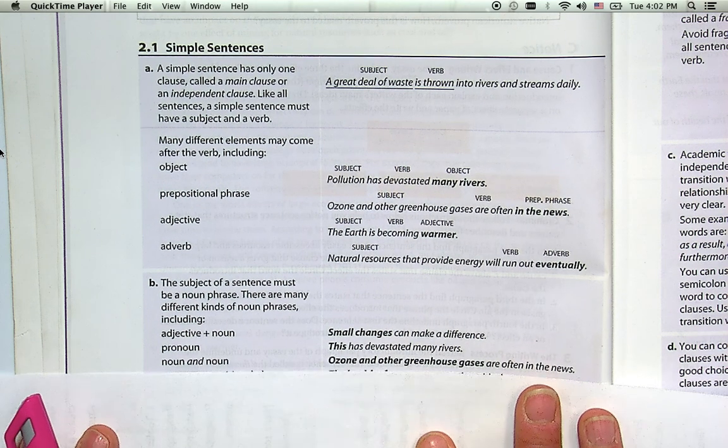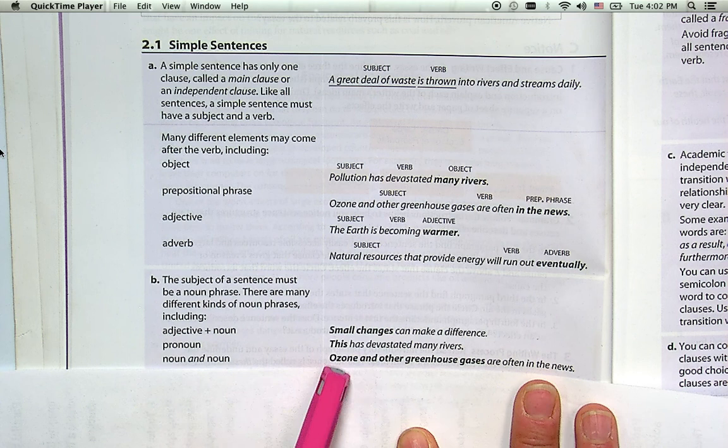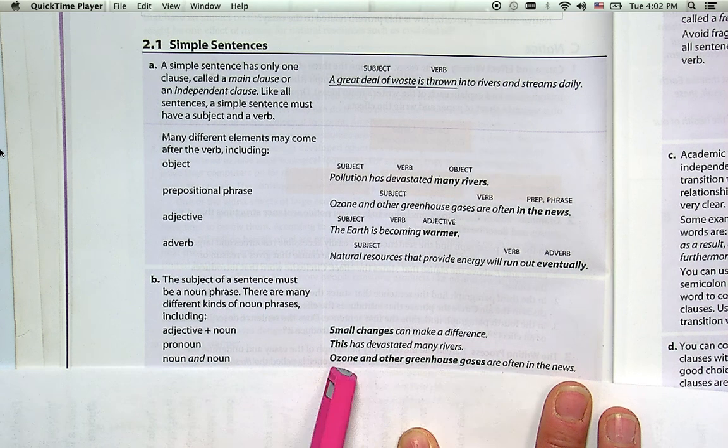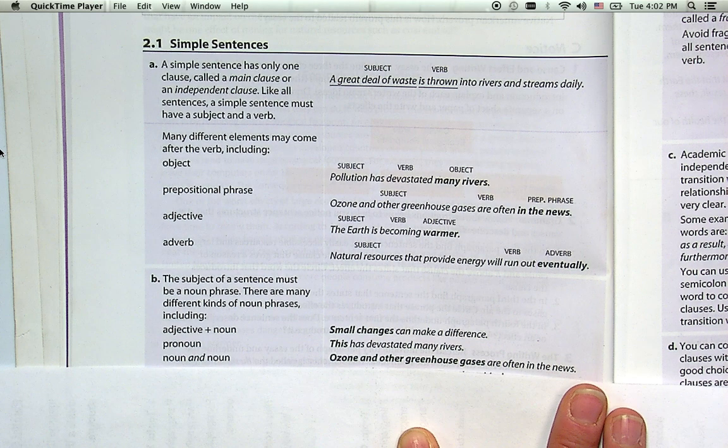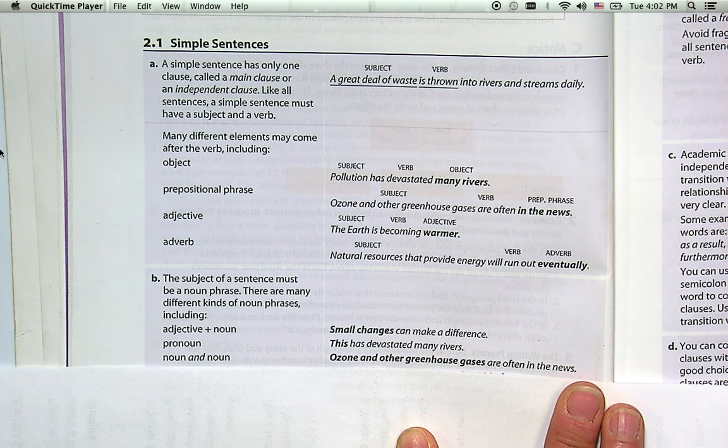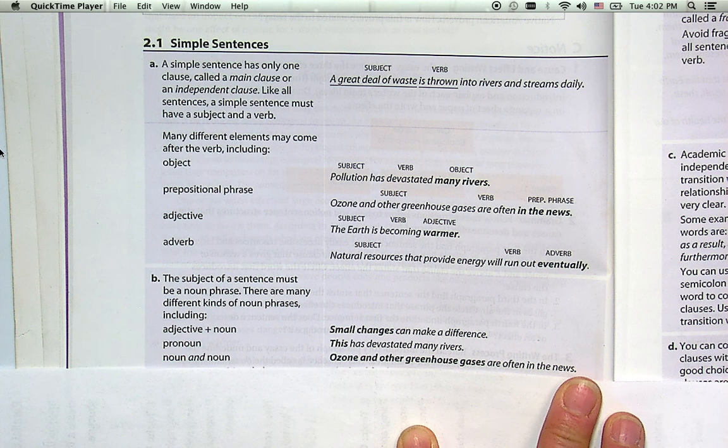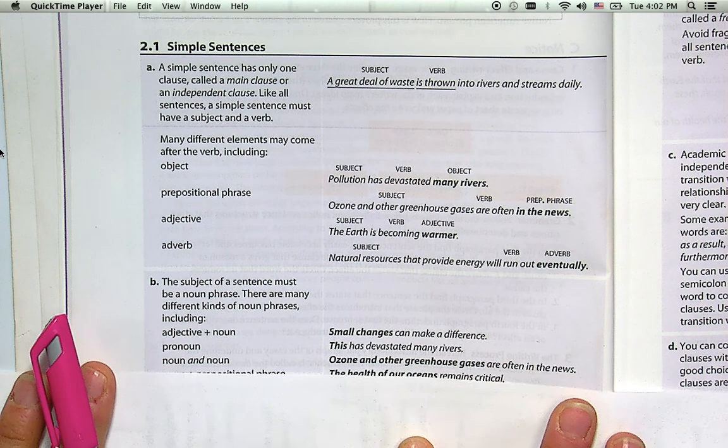Noun and noun, you could say, like, "ozone and greenhouse gases." Ozone and gases are often in the news. So you can have, you know, "my brother and I went to the store." "Jamie and Otis went to the park." You can have two things in your subject, but they both must be nouns.